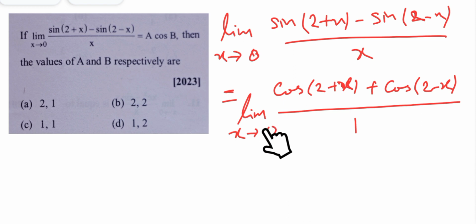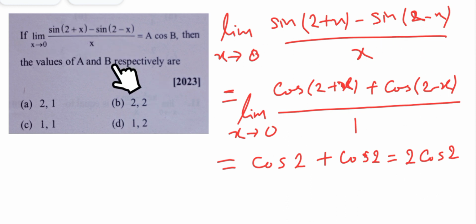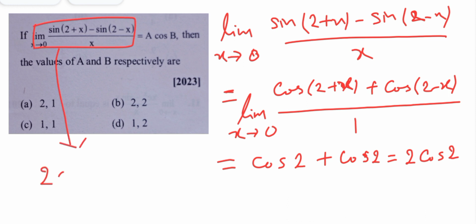Now we can put the value of x as 0. Then cos(2 + 0) is cos 2, plus cos(2 - 0), which is cos 2, and the denominator is 1, no need to write. So cos 2 plus cos 2 I can write as 2 cos 2, twice cos 2. Now this limit value I got on the left-hand side as 2 cos 2, and the right side is given as a cos b. Now you can compare easily.